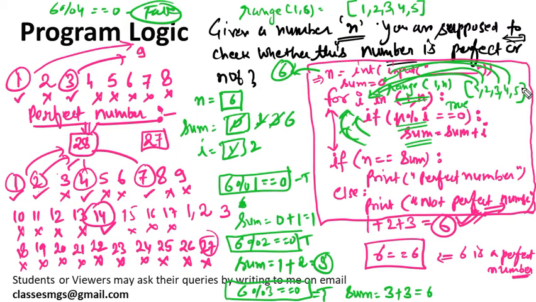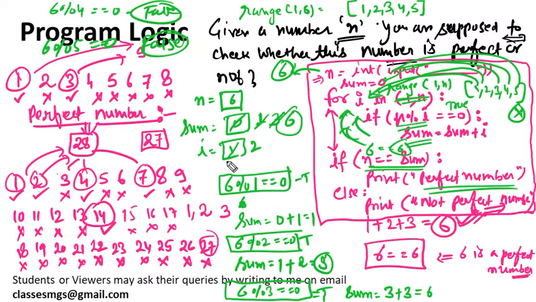Next time again 5 will come, 6 % 5 is not equal to 0, so it is also false because 5 is not dividing 6. And next time there is no item left in this list. We have checked up to 5 complete divisors, so our sum variable is 6. Now we are checking whether n is 6. 6 equals 6, the condition is true, so it is a perfect number. So this is how it is working.